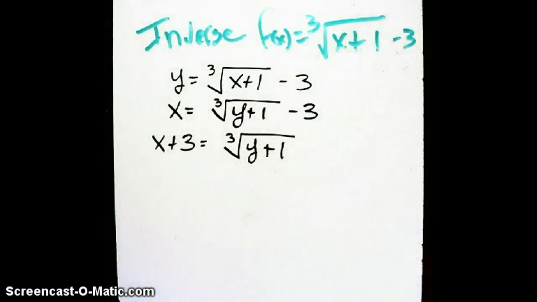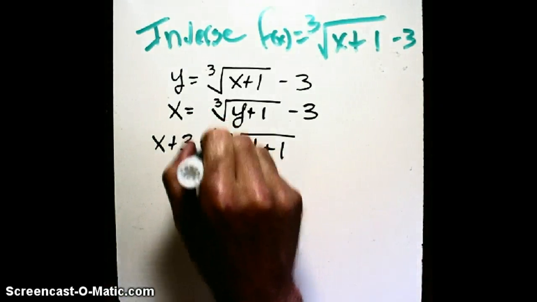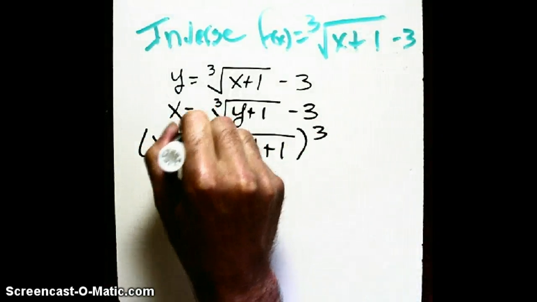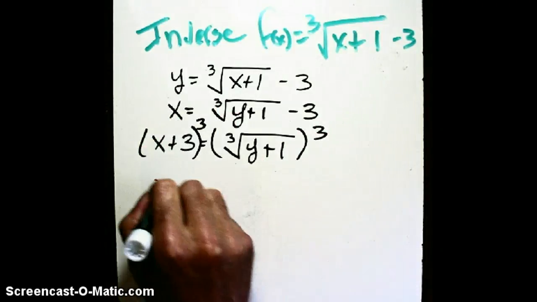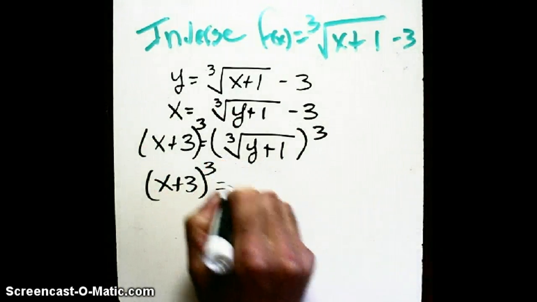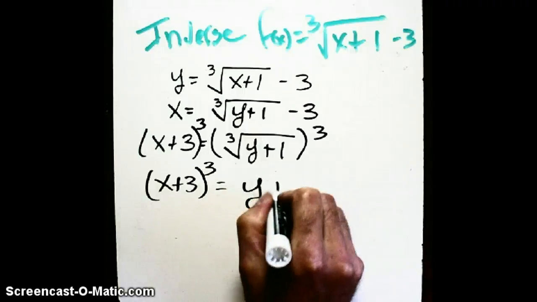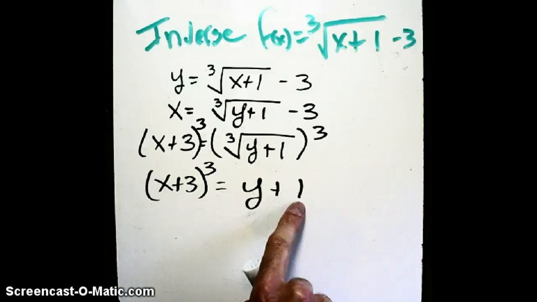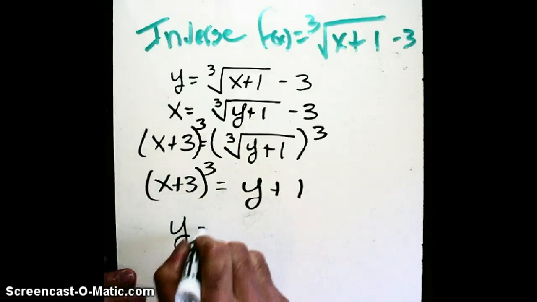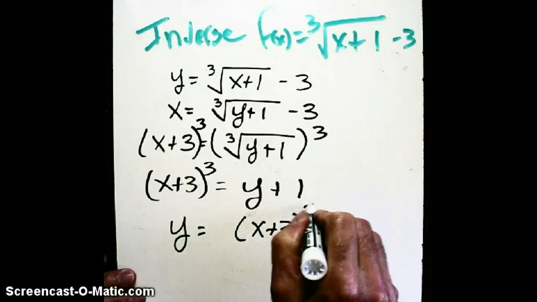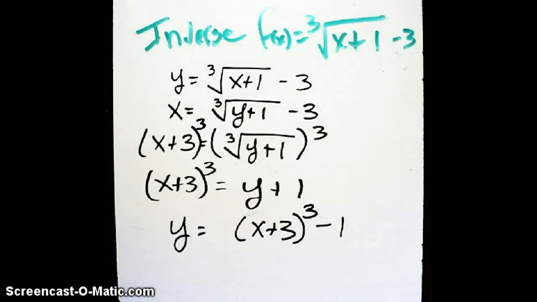What is the opposite of a cubed root? The opposite of a cubed root is to cube. So now I have x plus 3 cubed, we'll just leave it like that, okay, is equal to y plus 1. Now what can I do? Remember, solve for y. Well, just subtract a 1. So y is going to be equal to x plus 3 cubed minus 1.